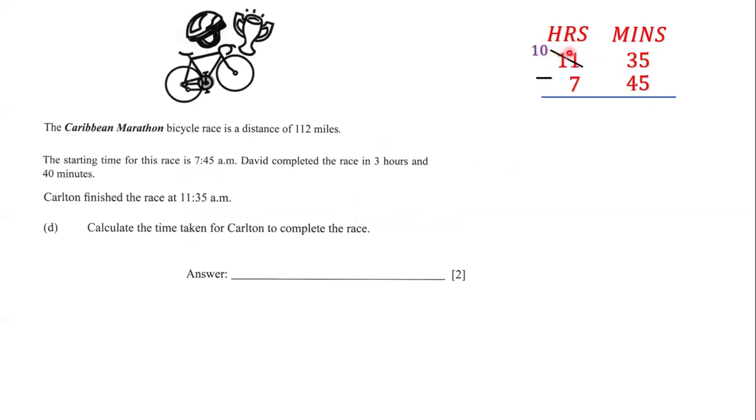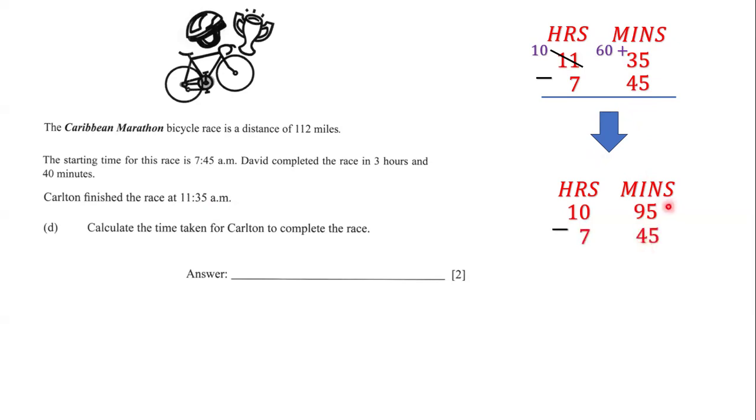When we borrow a whole hour and bring it over to the minute side, that's going to be 60 minutes, because 1 hour is 60 minutes. So we have 60 plus 35 on the minute side, and on the hour side we have 10. And so that's what we're going to write. On the hour side we have 10, and on the minute side we have 60 plus 35, which is 95. Now we have to subtract.